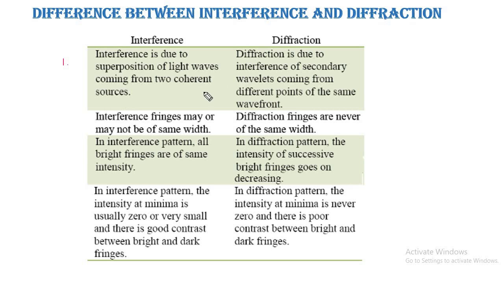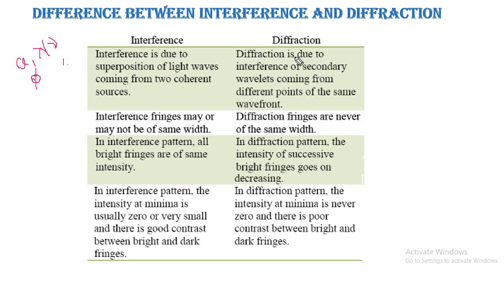Coherent means if you have two light sources having the same amplitude, same wavelength or frequency, and constant phase difference, then the two waves will be considered coherent light sources or coherent sources. When they superpose with each other, this will give you an interference pattern.